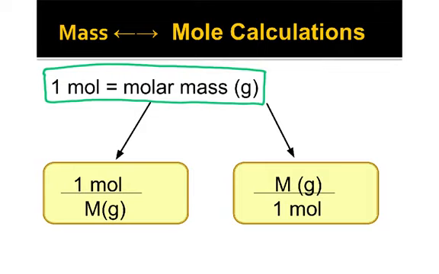So we can use this conversion factor in two ways. As usual, we can put moles on top, molar mass on the bottom, so that will allow us to get rid of grams if that's what we want. And then on the other side, we have molar mass on top, moles on the bottom, so we would use this one if we want to get rid of moles.